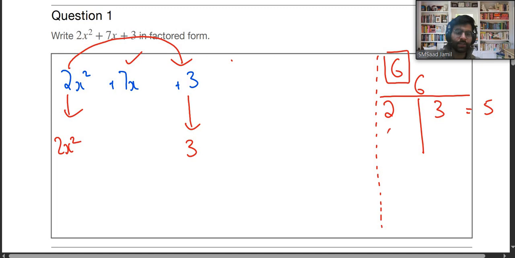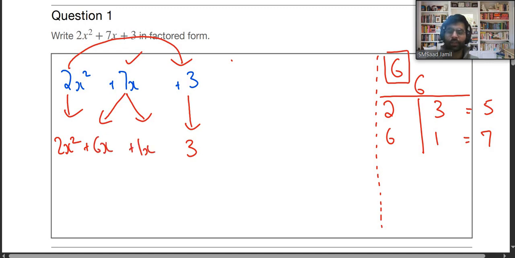Now let's say 6 and 1. 6 times 1 is 6 and 6 plus 1 is 7. So 7x will be broken down into two terms. I will write plus 6x plus 1x, and do not forget this plus sign. Now you will make groups of 2 like this.